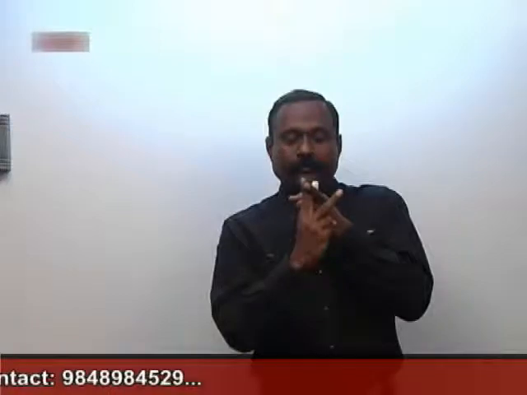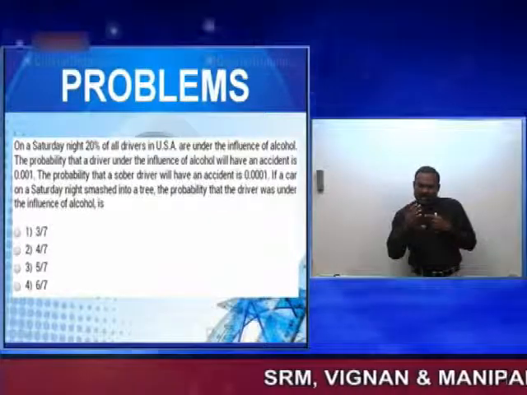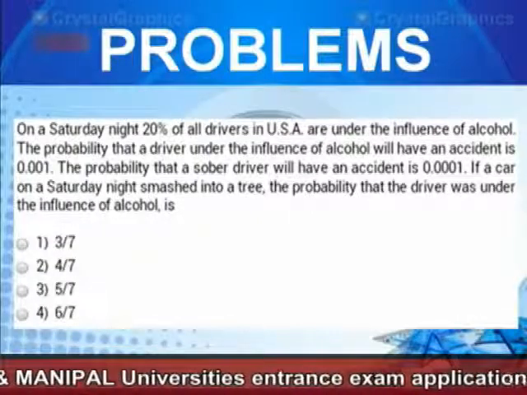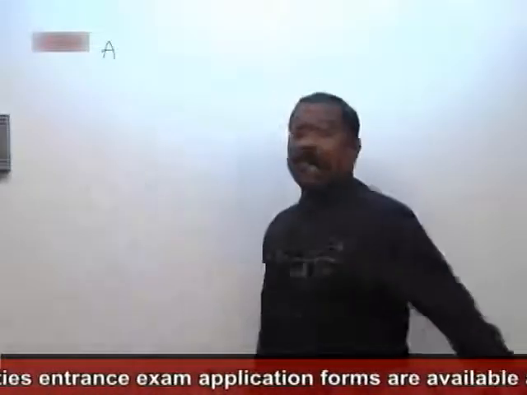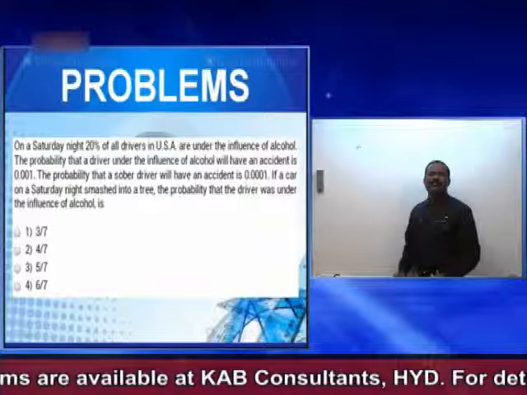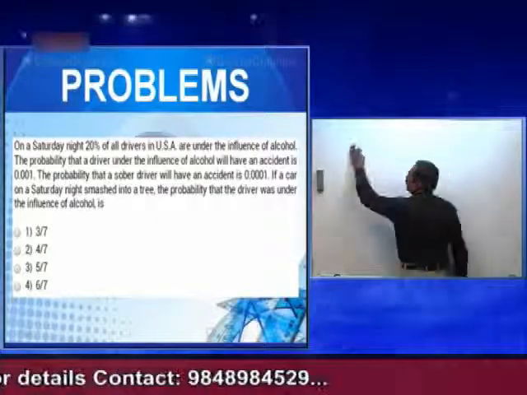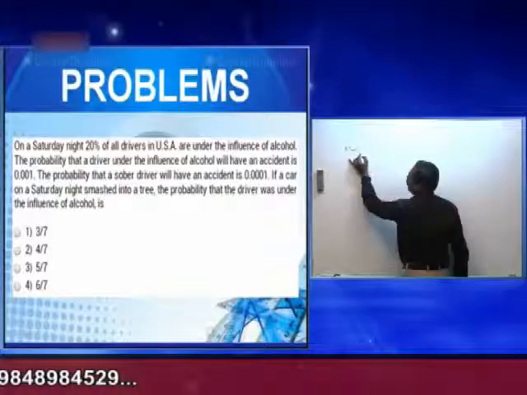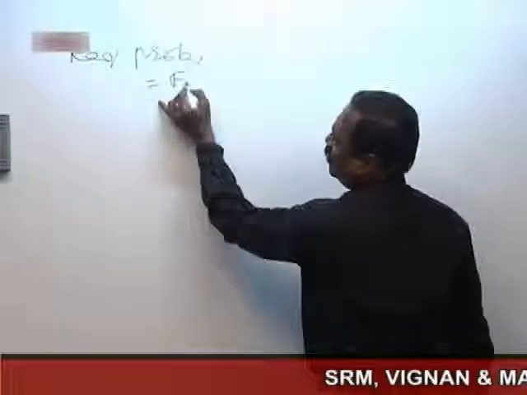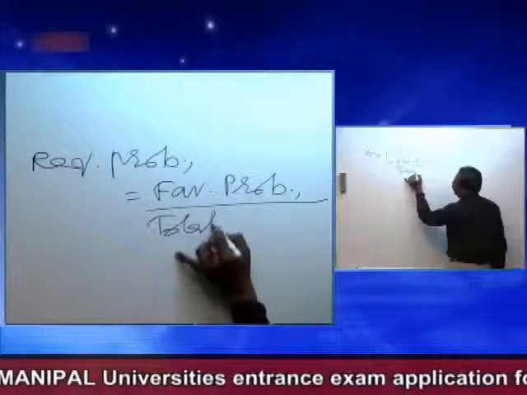So, what is required there? We must know the probability that the driver was under the influence of alcohol. So, here understand what is A here? Simple. You can write it in one step. What is required? Here, Bayes' theorem says that the required probability is nothing but favorable probability upon total probability.